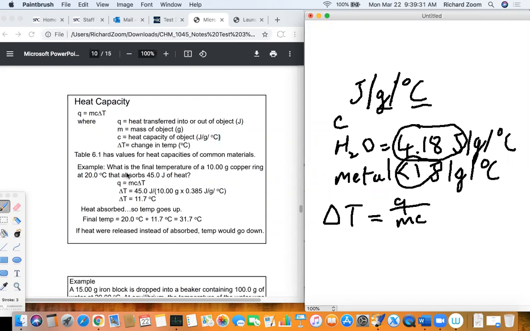So there's two possibilities for this kind of problem. It could be the final temperature after it absorbs heat or releases heat. If it releases heat, then it's going to cool down. And what we would do here is subtract. So instead of doing plus here for the 11.7, we do minus for the 11.7, and that would give us the final temperature. Does anybody have any questions about this particular problem?